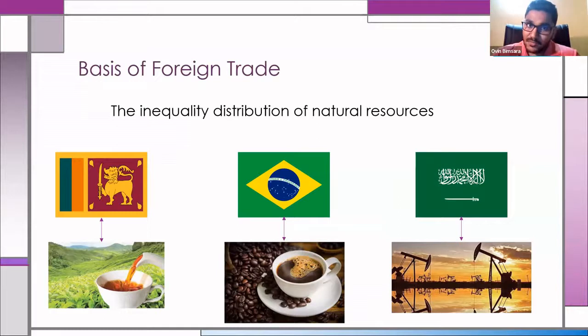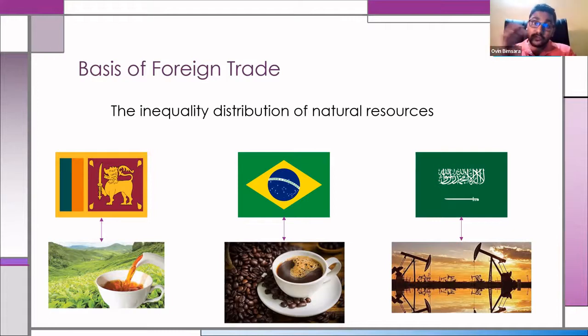The first reason we discussed was the unequal distribution of natural resources. When it comes to natural resources, country to country, there are differences in terms of the natural resources countries have. When it comes to Sri Lanka, in our hill country, the climate is quite favorable for a product like tea. That is why we are producing the world's finest tea. Likewise, in Brazil, the climate is quite good for coffee bean cultivation. And that is why the world's finest coffee is coming from Brazil.